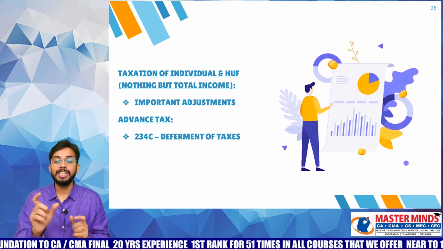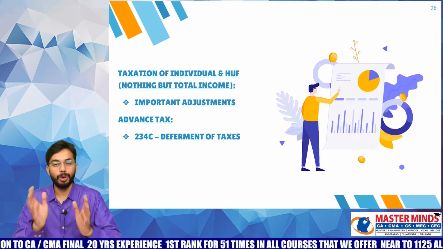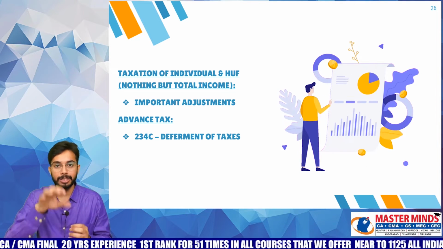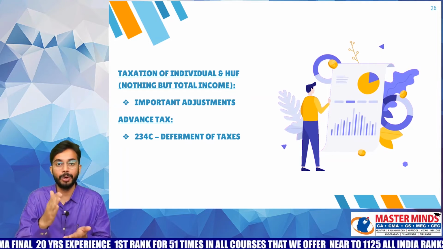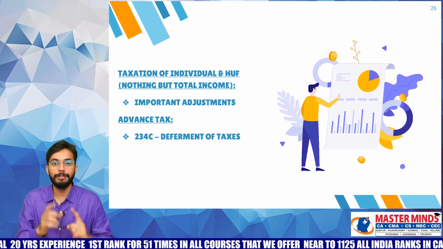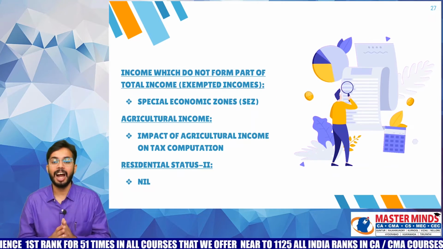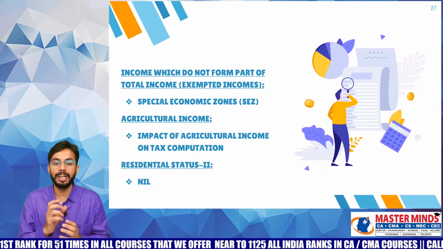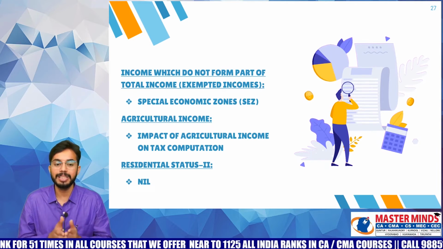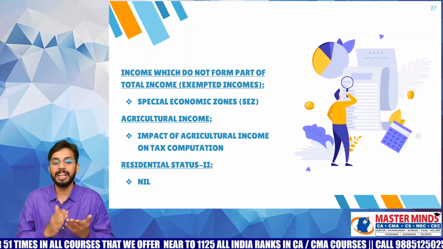Then taxation of individual and HUF, nothing but total income. Total income problems, please go through the adjustments in total income problems. That will be helpful for you in solving tomorrow's examination. Next, read advanced tax and income which do not form part of total income, nothing but exempted incomes. Then go through agricultural incomes and residential status too.